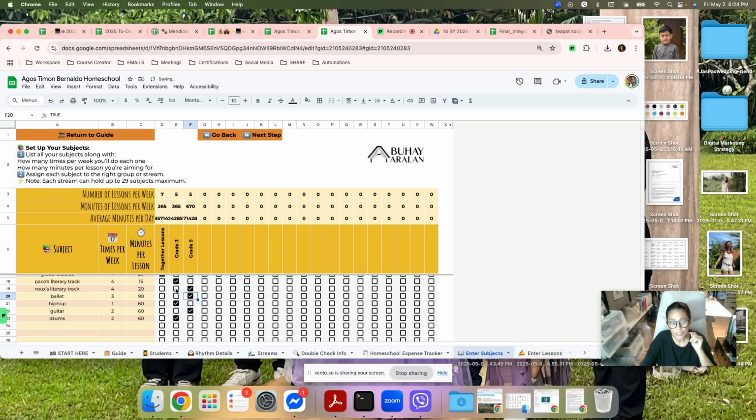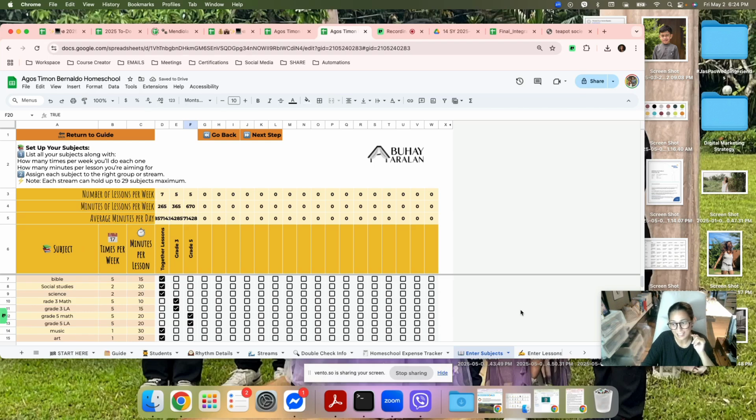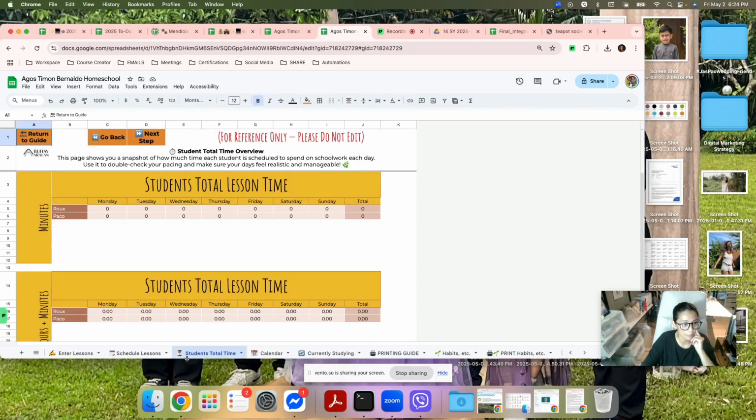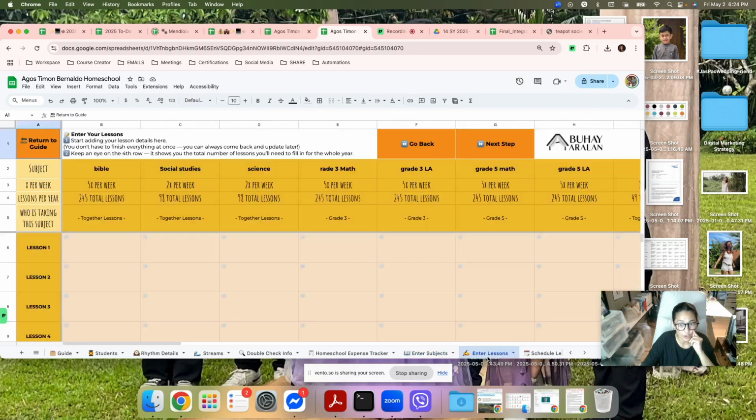Okay. So, now that I've checked all of the subjects that each child will get, I'm going to check the total time first. Oh, there's none yet. Ideally, you're going to plug in the lessons per subject. As you can see, the subject is already written there. And because this is 5 times per week, I need to plan for 245 lessons for the whole year that I've plotted. Essentially, it's like that. Okay?